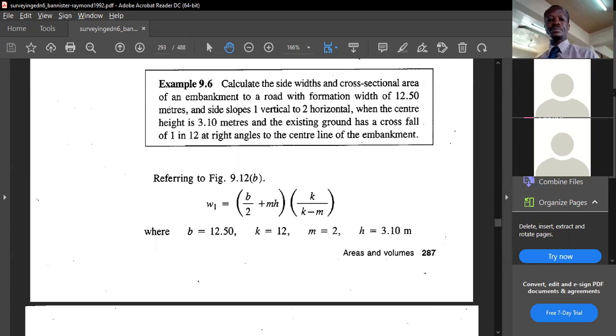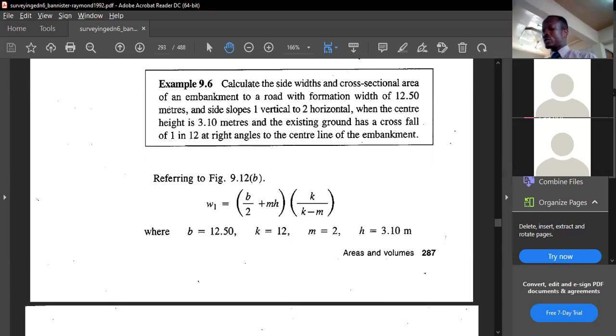.50 meters. Side slopes: one vertical to two horizontal. Okay, center line is 3.10 meters.